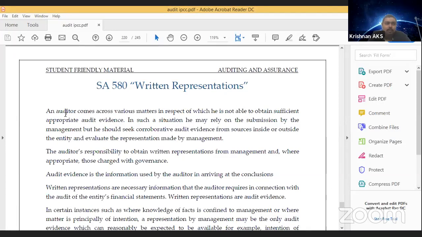For example, if there is an investment and as per the management it is a long-term investment, they are not going to sell this investment in the near future, then you should go for written representation. But see, sir, what additional audit procedures can I use? Written representation is only prima facie evidence, it's not conclusive evidence. So we should go for additional audit evidence. So what is additional audit evidence?